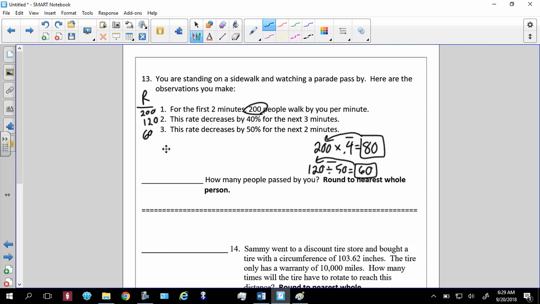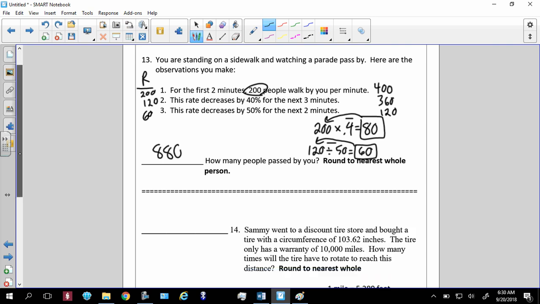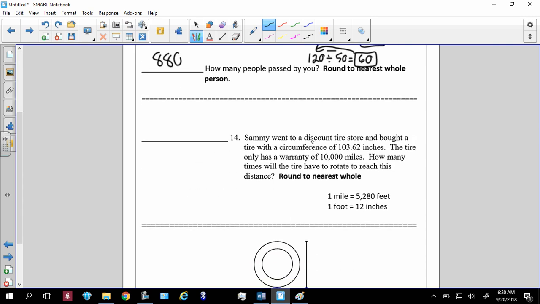Guys, it hasn't changed since day 1. This is 4 weeks on this now. So this ends up being 400 people because I did 200 times 2, 120 times 3, which is 360, 60 times 2, which is 120. Do the math, 880 people.